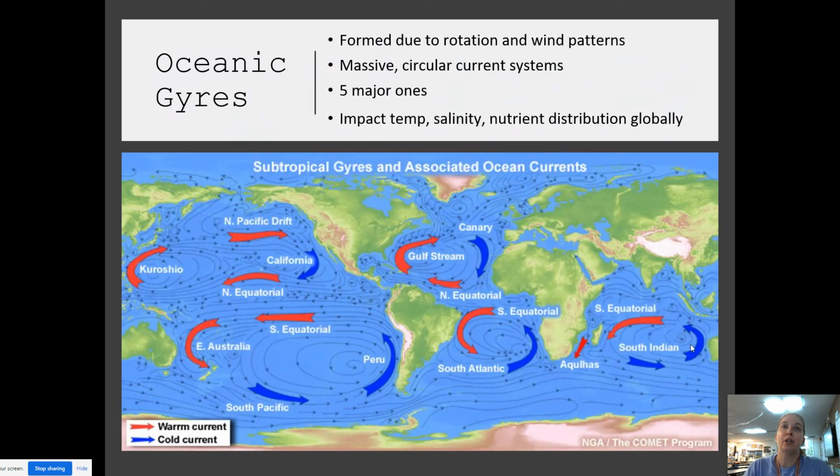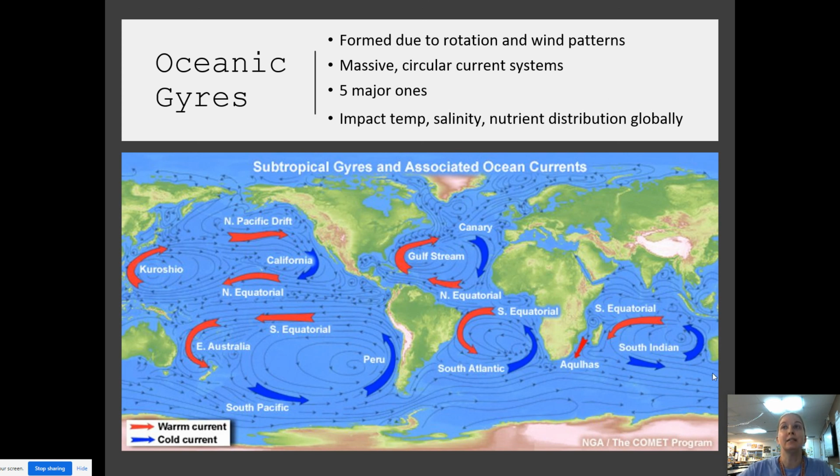Then we have ocean gyres. This is a formation due to both rotation and wind patterns. So the sun controls the wind and the water, and that is going to control heat. The heat is going to control everything. Hot air and hot water rises, cold air and cold water sinks. So everything comes back to the sun.